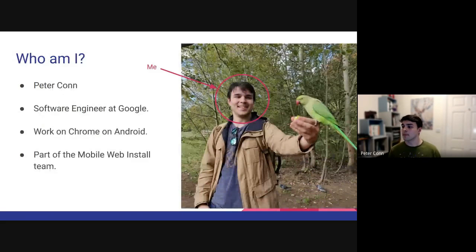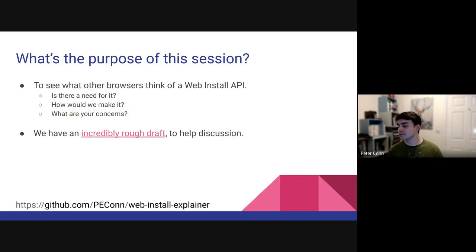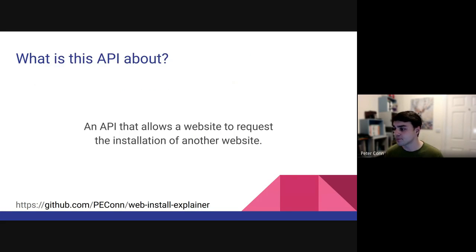Outline of the talk. I'm Peter. I work at Google on the mobile web install team. We basically want to get your ideas and your thoughts about this. We've got a very, very rough draft of an explainer, but it's very early stages. Ultimately, the web install API is an API that allows a website to request the installation of another website.